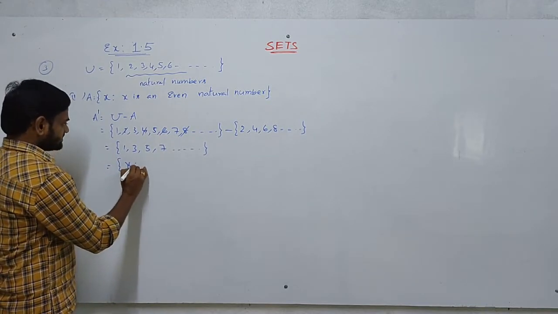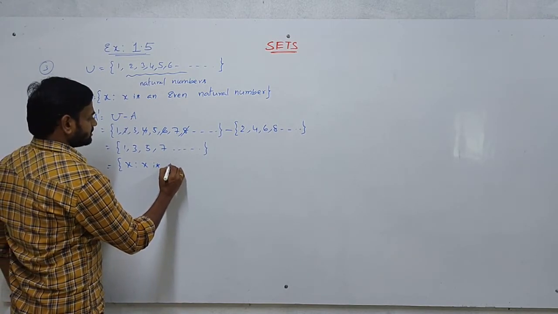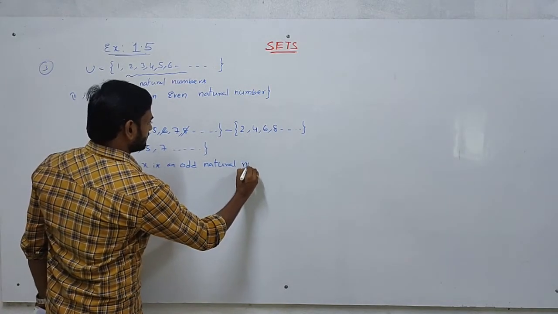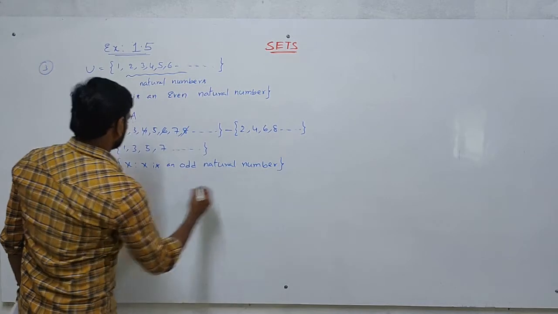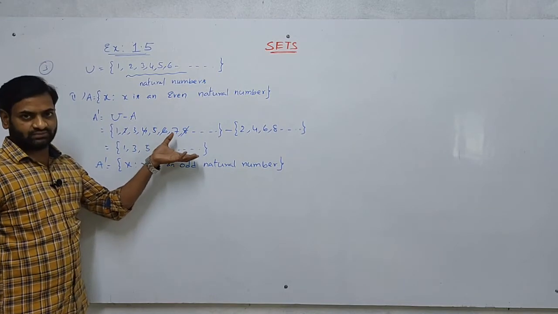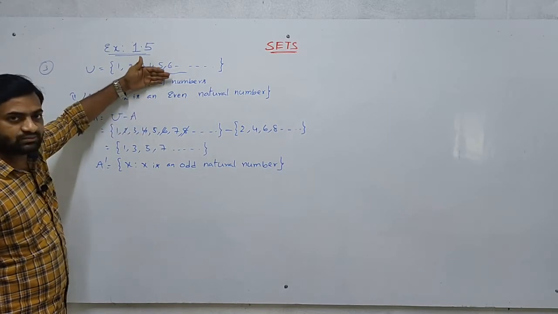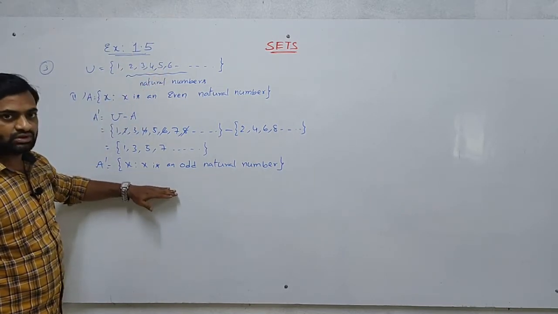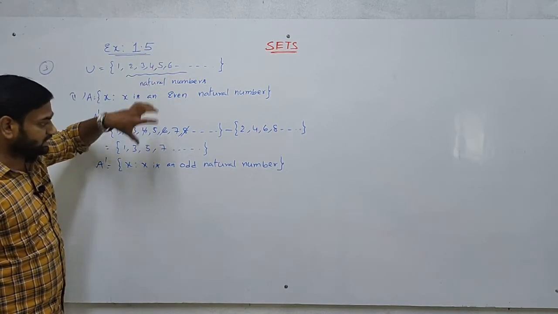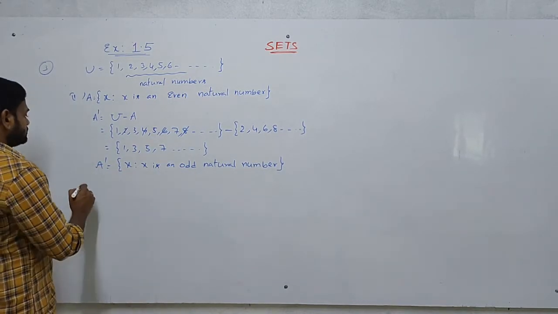So X such that X is an odd natural number which is equal to A dash. You can write this one directly also, but I showed here. So from the natural numbers, if you eliminate even numbers, then remaining are odd numbers. Suppose from the natural numbers, if you eliminate or delete odd numbers, remaining is even numbers. So see the next one.